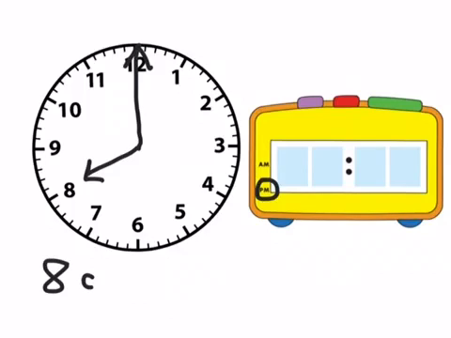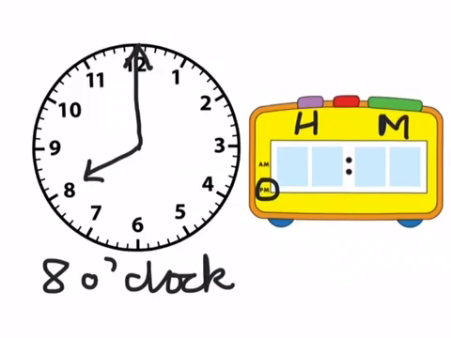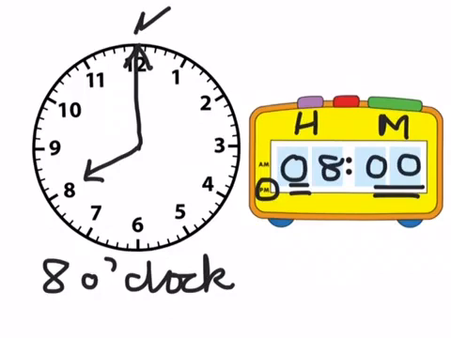So I would write in my book 8 o'clock, and then I'd think about what that would look like on a digital clock. So hours on the left again, minutes on the right. 8 o'clock, 08, because we're going to show that this column here is empty, colon 00. 00 on this side, because so far the minute hand has not travelled at all around the clock. It's right up here at the start of the number 12.